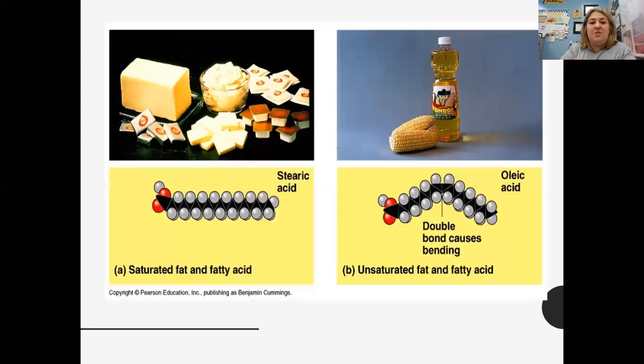So here just kind of gives you a little example. These are your saturated fats, and you can see how they're solid at room temperature because they lay nice and neat. And right here, this double bond in the middle causes it to kink up, and that leads to a change in the melting point, which of course leads to an oil.